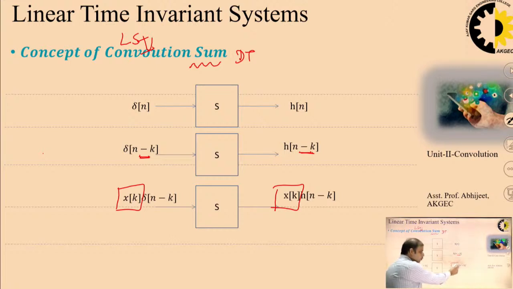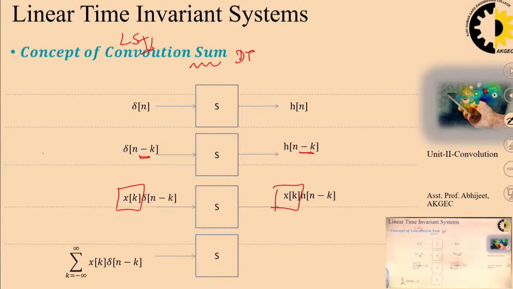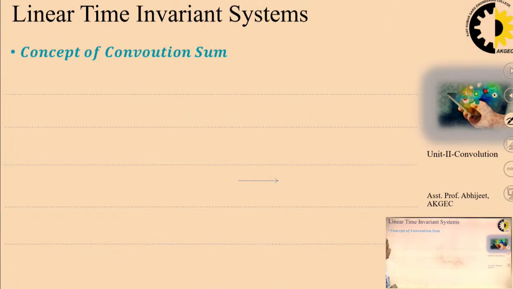So the individual output is this. If I add for all values of k at the input, the output will also be the added version of all the individual outputs. This portion is called superposition. So by superposition we mean that if I add from k minus infinity to plus infinity x of k delta n minus k, the output will be the sum from k minus infinity to plus infinity x of k h of n minus k. Now we should look at the last point again separately.